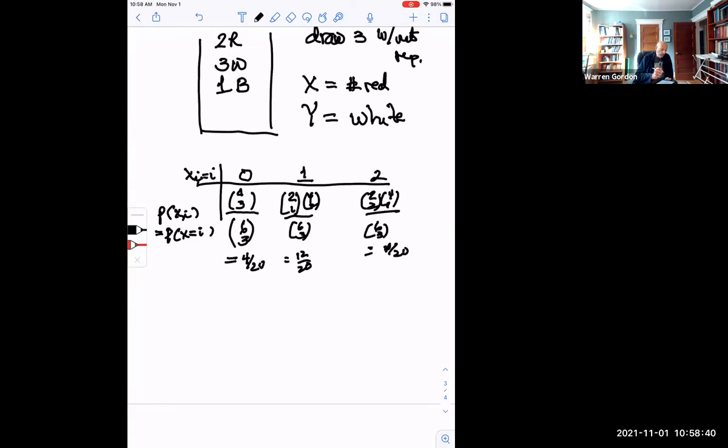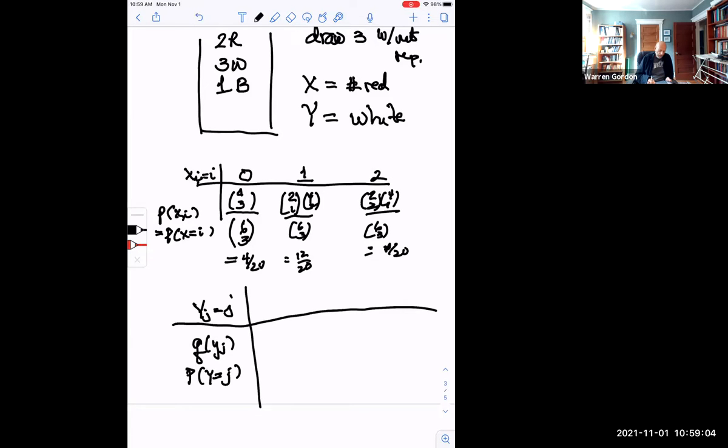Now I'm going to do the same thing for the Y's. And just to use a different notation, I'll call it Q of y sub j, which is the probability that Y equals y sub j. So for the whites, I can get no whites, 1 white, 2 whites, 3 whites. In each case, the denominator is 6 choose 3.